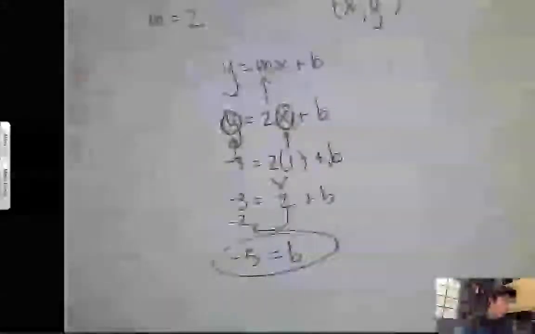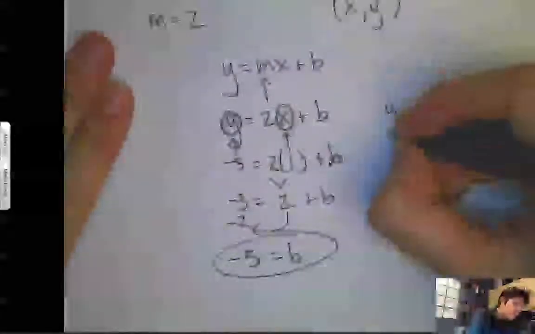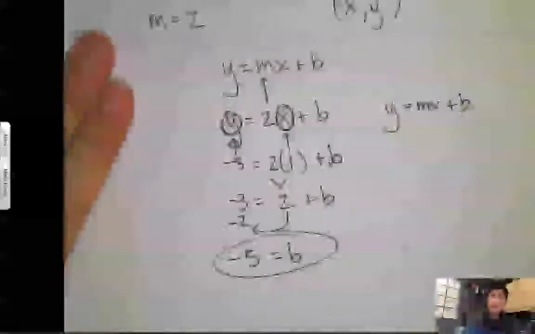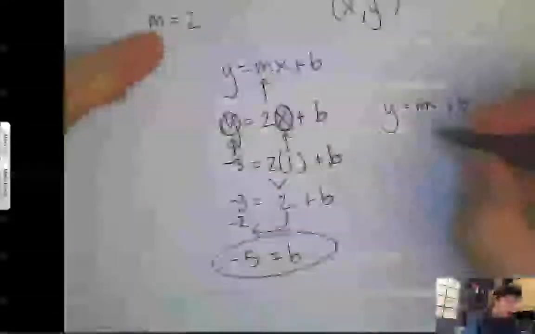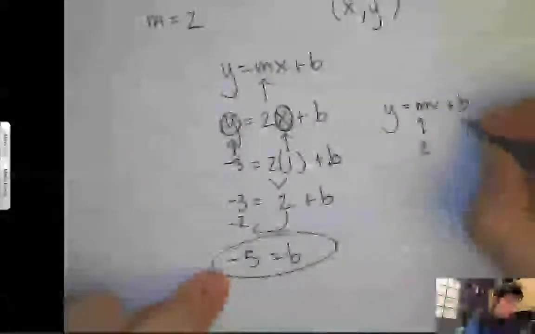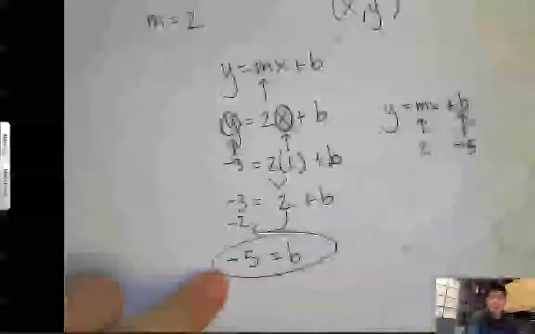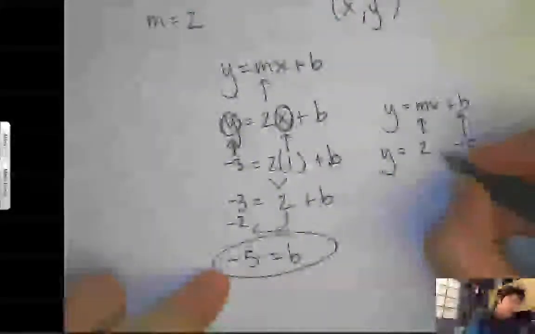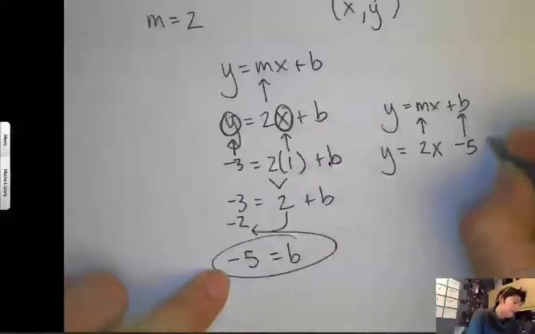So now that we have b figured out, we go back up, we change our y equals mx plus b. We basically fill in the facts that we needed, so we have a slope of 2, that'll be my m, and now we have a negative 5 for our b, our y-intercept. So our rule, or our equation, is y equals 2x minus 5.